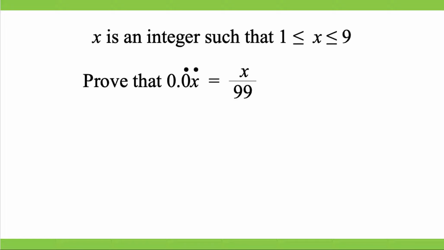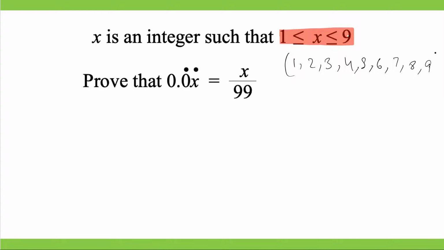Okay, last question. x is an integer such that 1 is smaller than or equal to x, which is smaller than or equal to 9. Prove that 0.0x recurring is equivalent to x over 99. So let's see what we know. We know that x is an integer between this value. So we know it's going to be between 1, 2, 3, 4, 5, 6, 7, 8, 9.